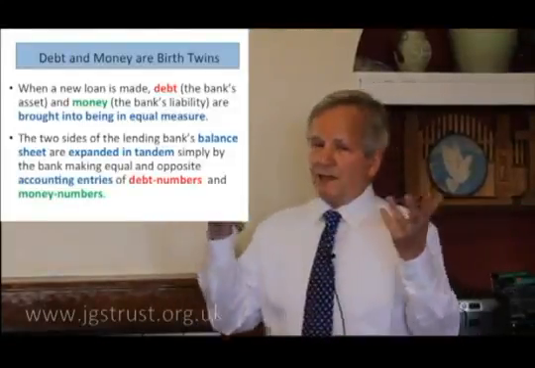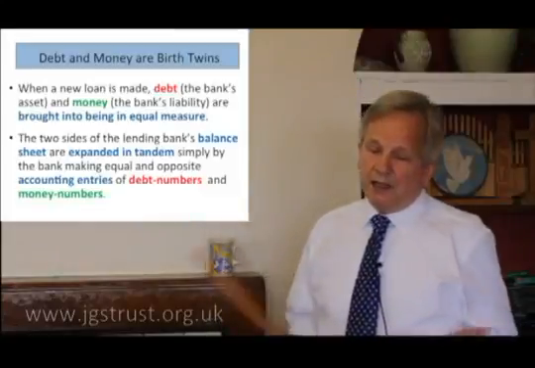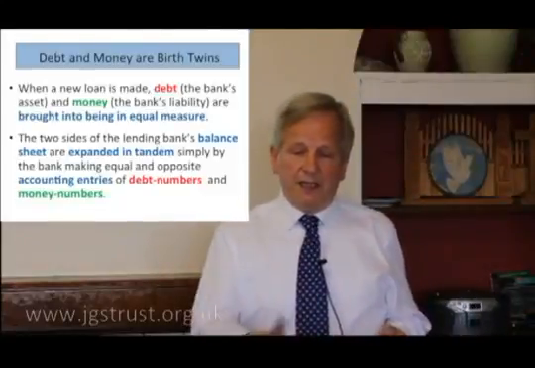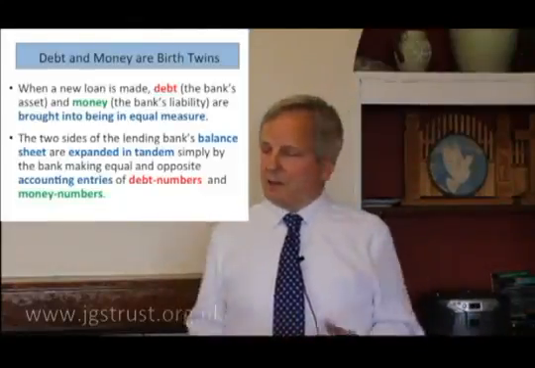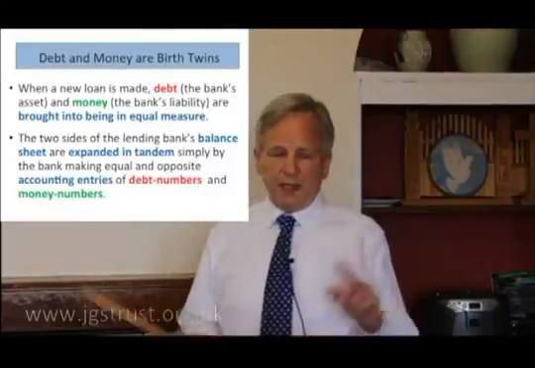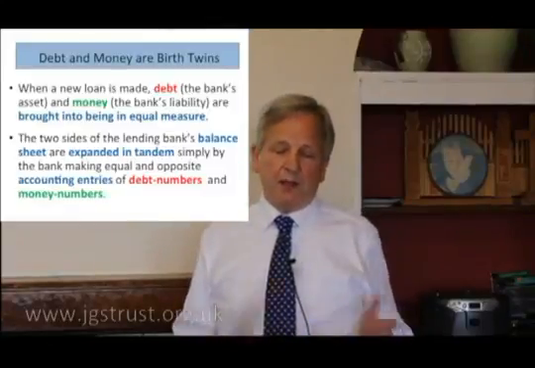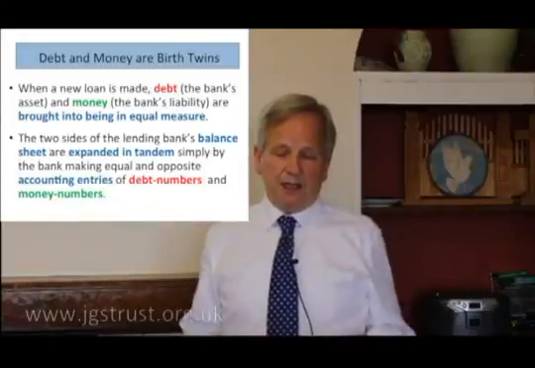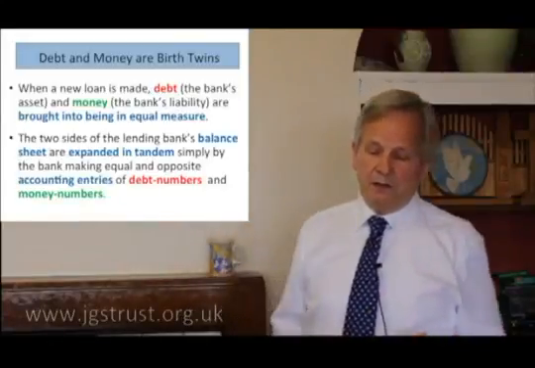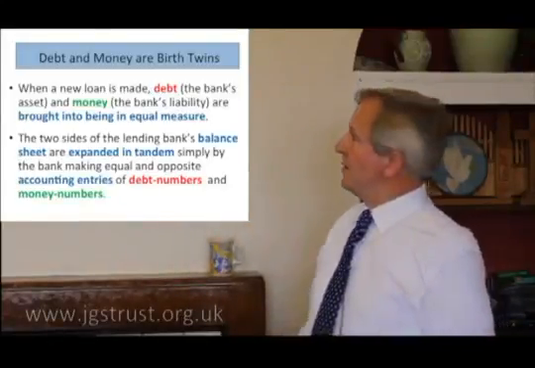They come into existence together. When a new loan is made, the debt and the money come into being in equal measure on opposite sides of the balance sheet. So the balance sheet is expanded in tandem, new accounting entries of debt numbers and money numbers.